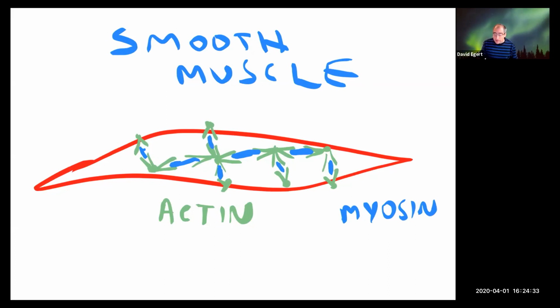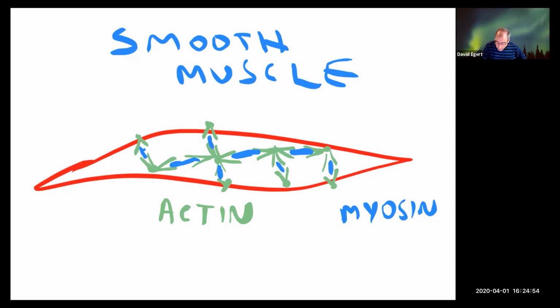And also, there are lots of different ways that you can stimulate this compared to skeletal muscle. Skeletal muscle has one way to stimulate it, a somatic motor neuron. Smooth muscle, you can stimulate many different ways. So let's talk about ways to stimulate smooth muscle.